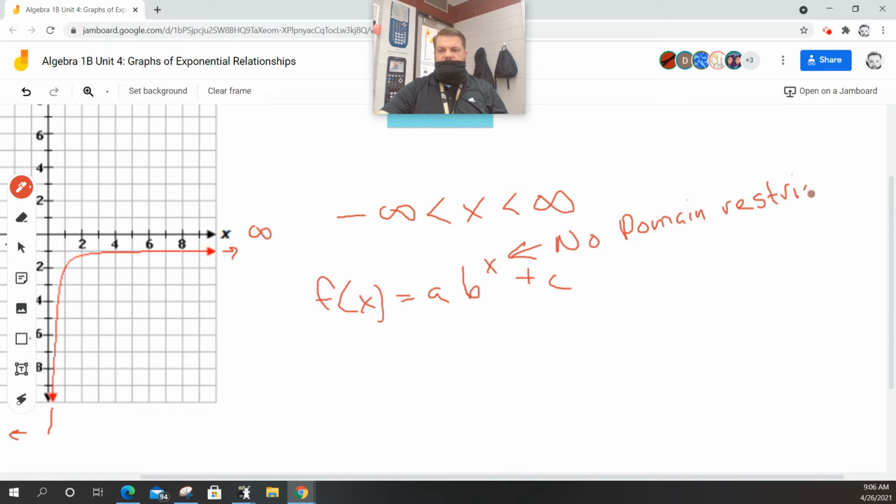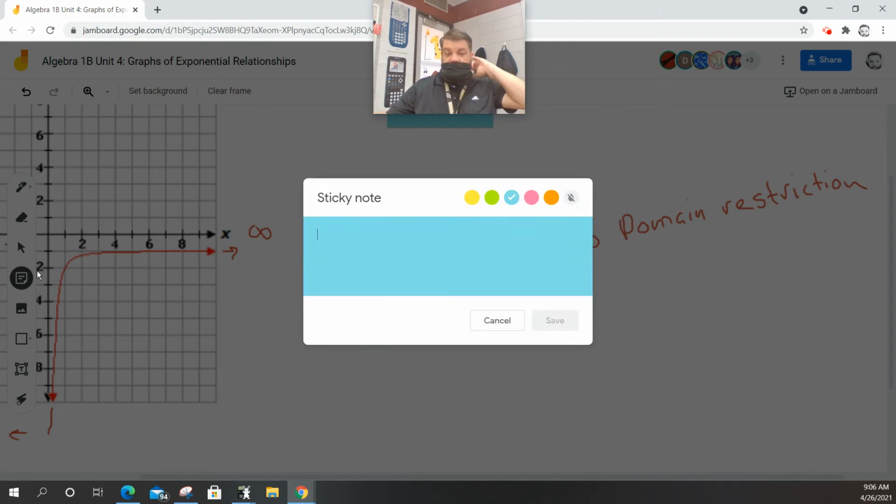What are the examples of domain restrictions? Things that x cannot be. So when I think about it, really, there's only two. X cannot equal, well, I shouldn't say x. The denominator of a fraction cannot equal 0.